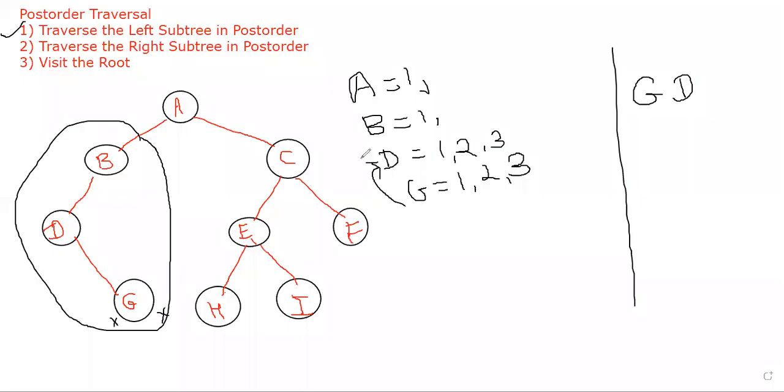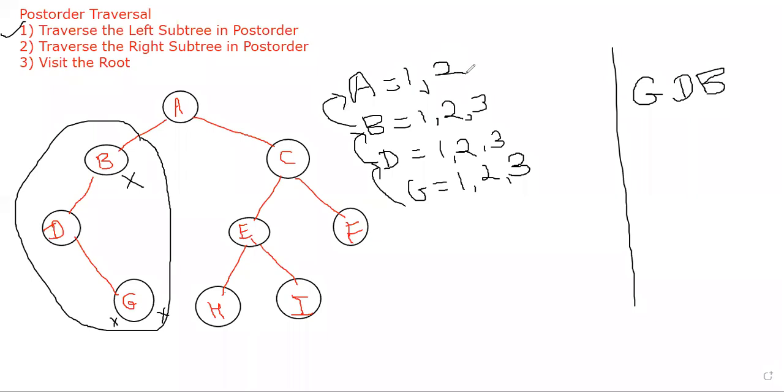Now we backtrack to the B. We have finished the first one. So we can go for the second one, traverse the right subtree, but the right subtree is empty. That's why we can go to step number 3, visiting the root node. So that is the B here. And now all these three steps are finished. We can go to the E.